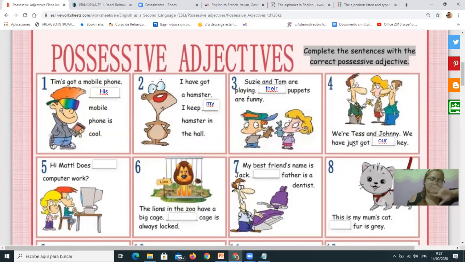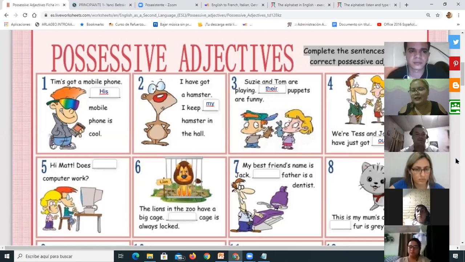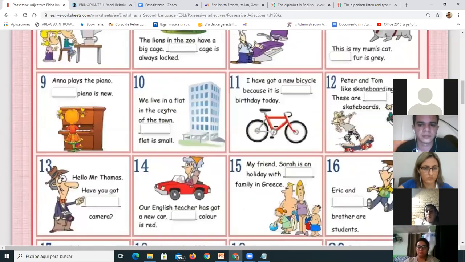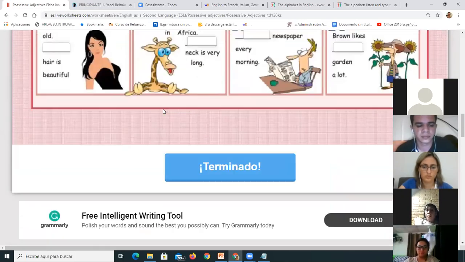Continue with the rest, please. You have 5 minutes. Continue with the others. When you finish, click on this part. Click on here when you finish.